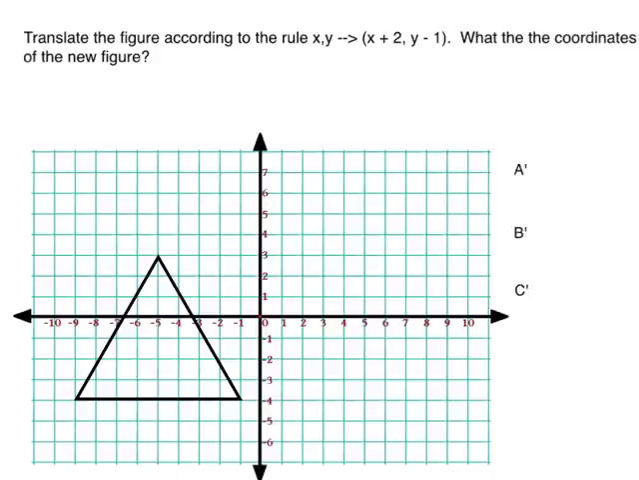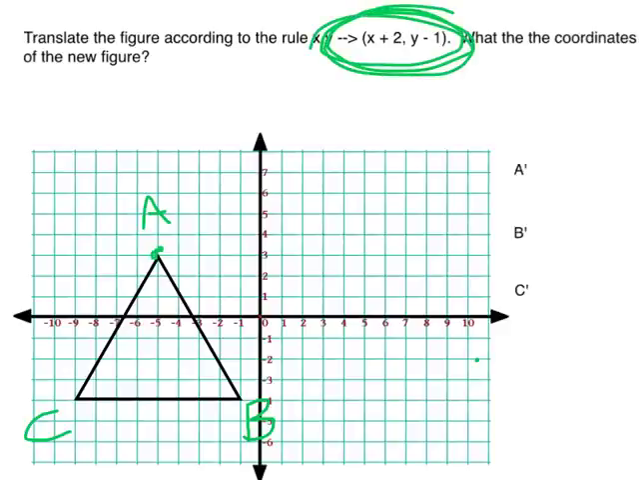Well, on my triangle, I'm going to have A, B, and C. Let me quickly label those for you. This will be A, B, and C. And I want to translate this x plus 2, y minus 1. This is the new thing that we're dealing with today, but it's actually pretty simple if you break it down.